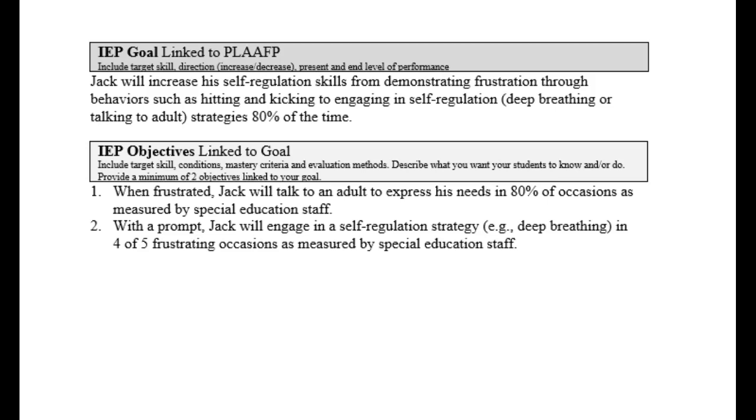So here we see, when frustrated, Jack will talk to an adult to express his needs, and 80% of occasions is measured by the special education staff. When frustrated is the condition. The behavior is talk to an adult to express his needs. 80% of occasions is the mastery criteria, and the evaluation component is measured by special education staff.